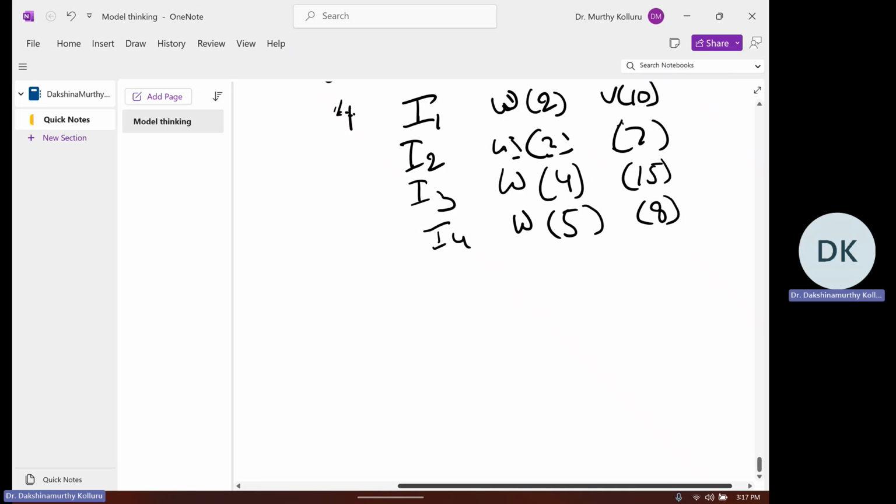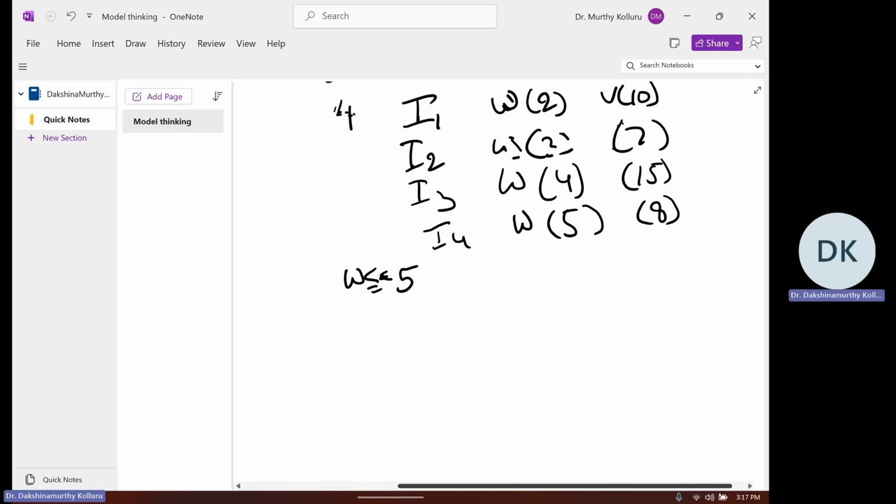So we want to take as many of these 4 items as we can, but we have a weight restriction that our weight has to be less than or equal to 5, let's say. And we want to maximize the value, right? So how do we do it?